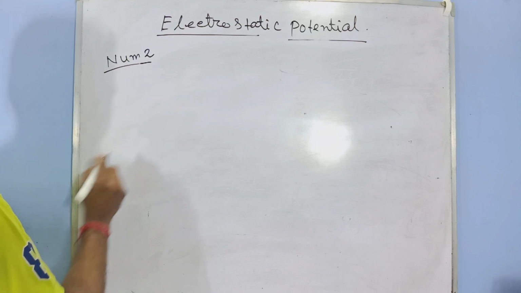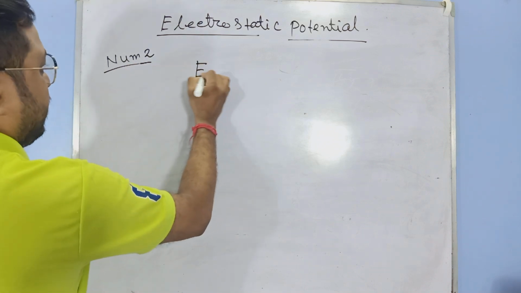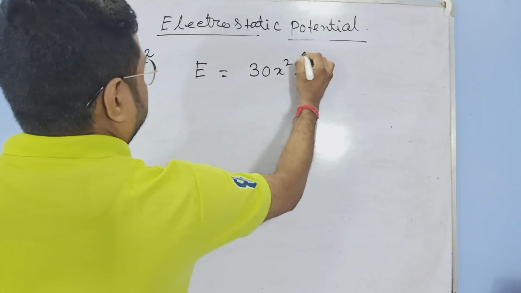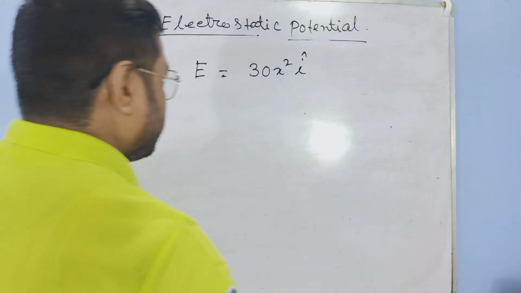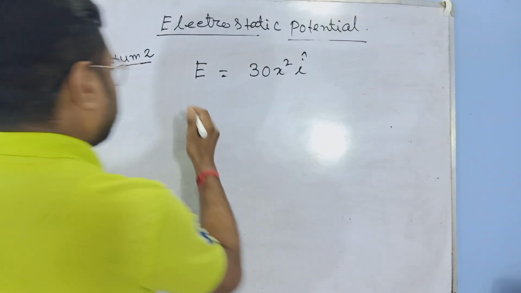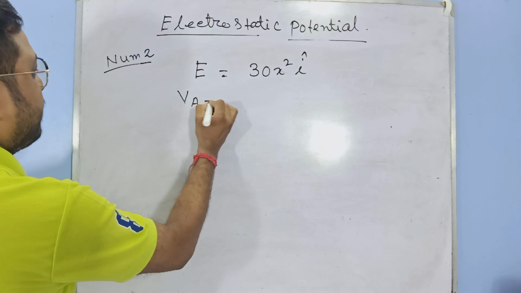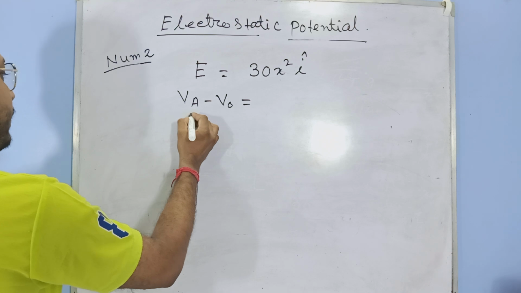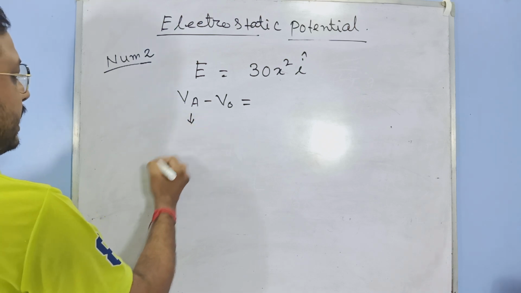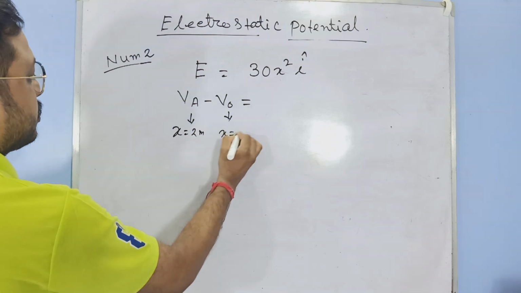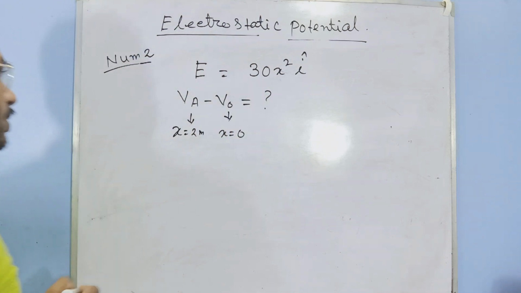Okay, number 2. E is given by 30x square i cap. Find out the potential difference VA minus V0, where VA is the potential at x equal to 2 meter and V0 is the potential at x equal to 0.